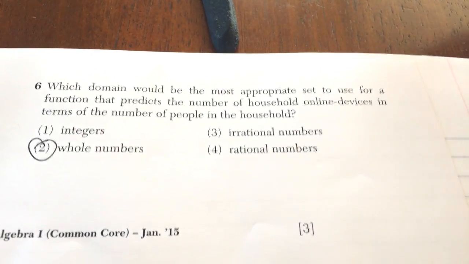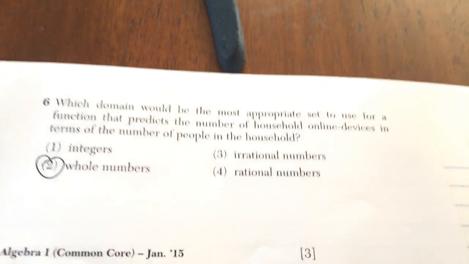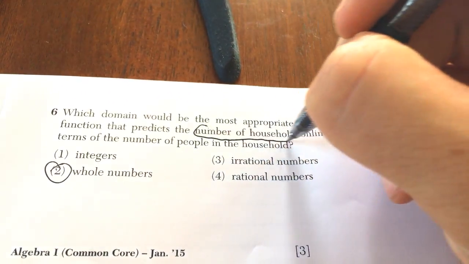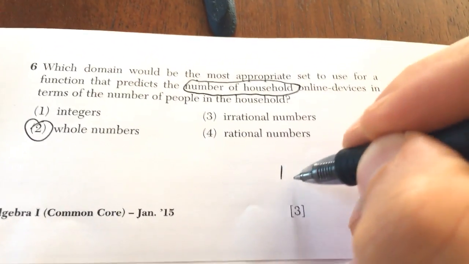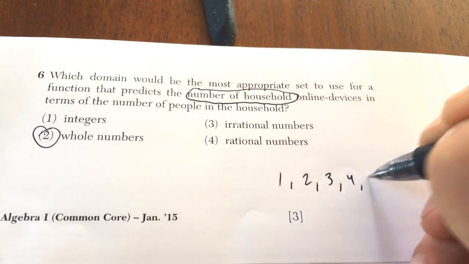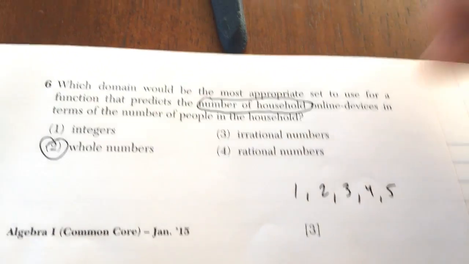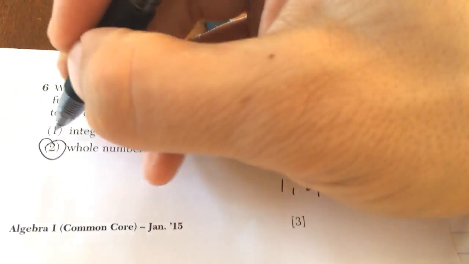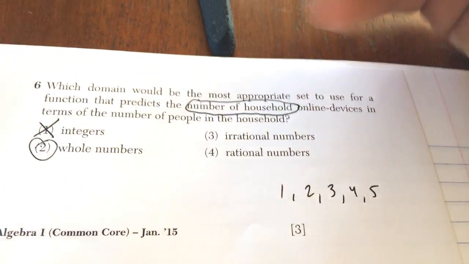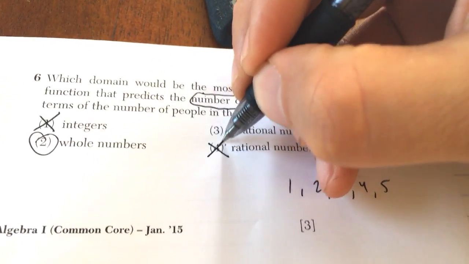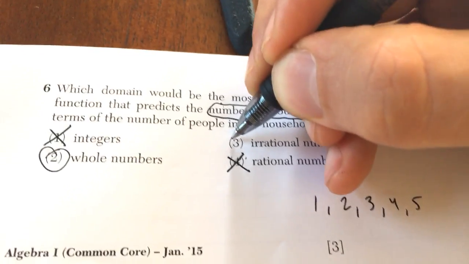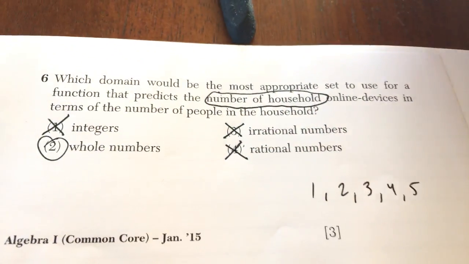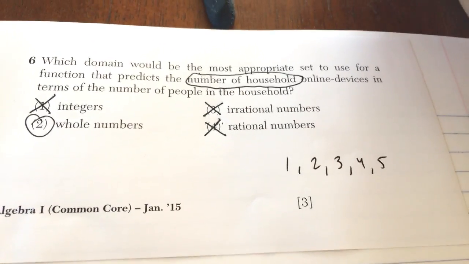Which domain would be most appropriate to use for a function that predicts the number of household items? If you're counting the number of household items, you're using numbers like 1, 2, 3, 4. These are basically your counting numbers. Integers include negative numbers. You can't count with negative numbers. You can't count with fractions, and you can't count with numbers such as pi or square root of 99.